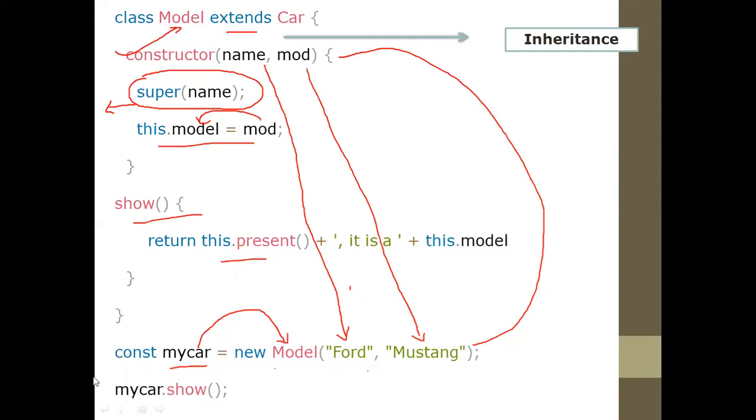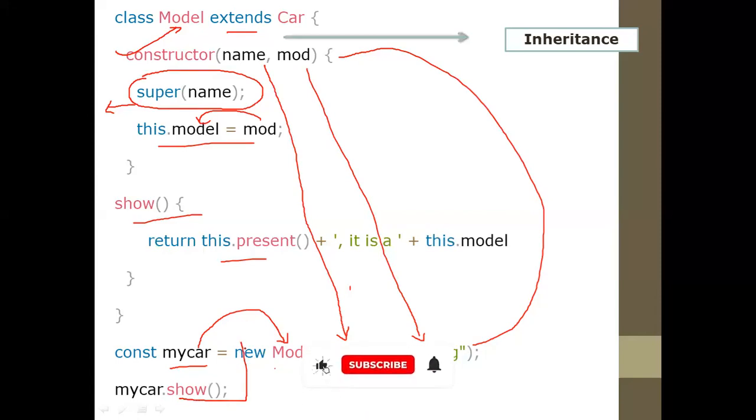Below this is a car. So we are calling my car dot show. We are calling this function. Once you call this my car dot show, it will automatically call this show. My car is nothing but the default object, and the method that belongs to the model is show.